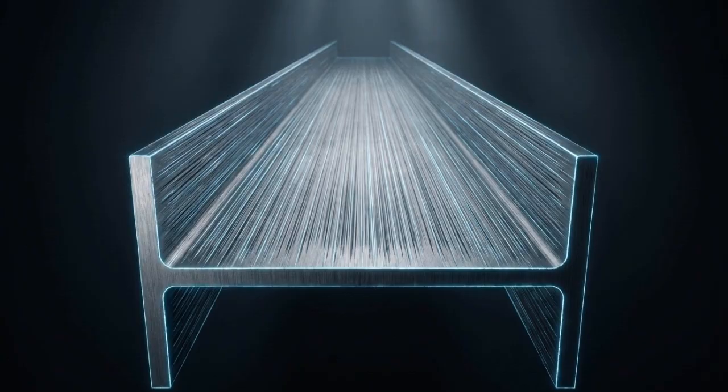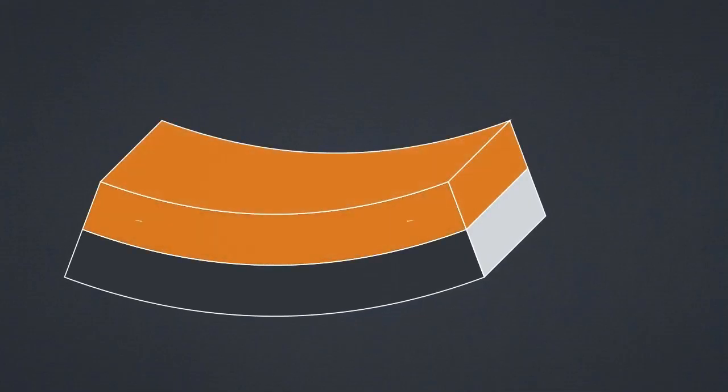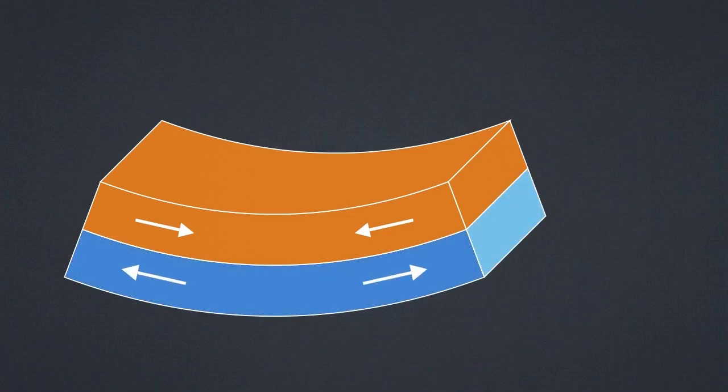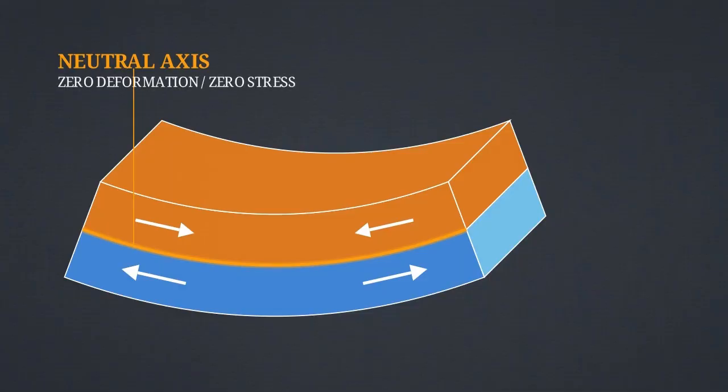To see how this rotational punch works, we have to look straight down the barrel of the beam at the individual material fibers. Notice what happens to the top half of the beam as it bends downward. These fibers are forced together, creating internal compressive forces that crush inward. At the same time, the material fibers along the bottom are being pulled apart, creating internal tensile forces. The exact center line between this crushing and stretching is called the neutral axis. Because the fibers here experience zero change in length, this specific plane exists in a state of zero stress.